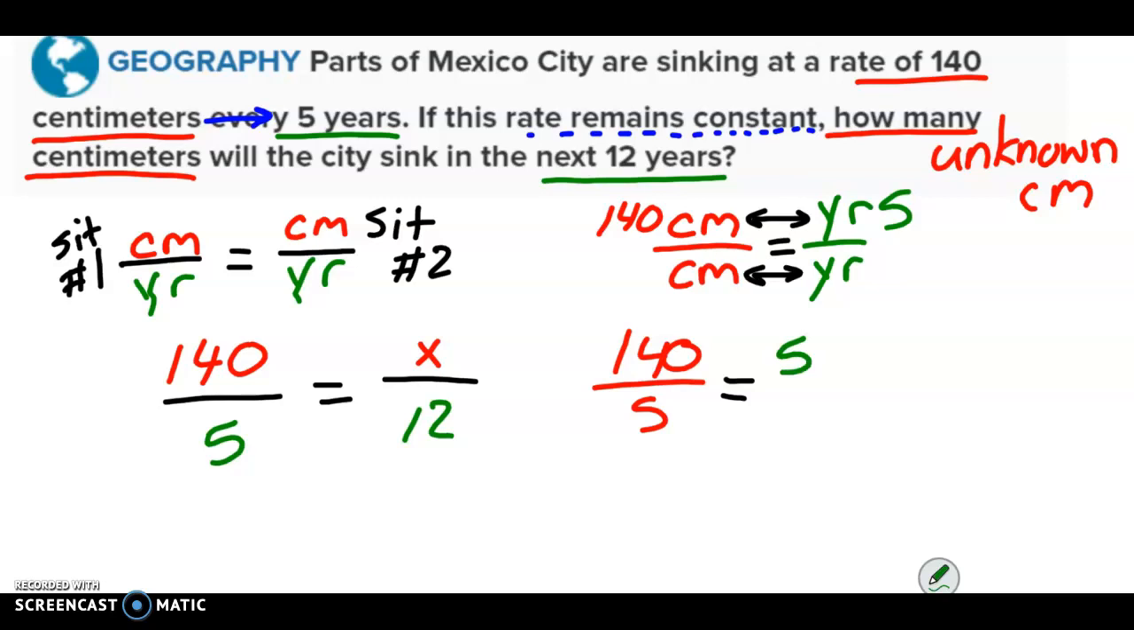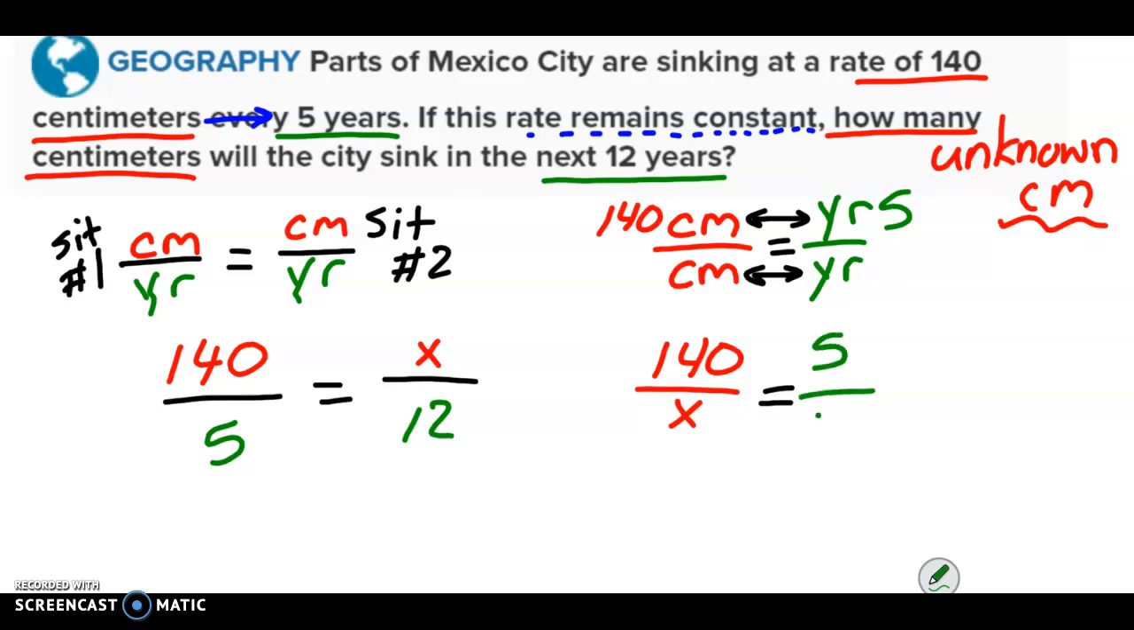Oops, I'm sorry. I already wrote that one wrong. Mistake, not 140 over 5. It's 140 over our unknown. That was my fault. It's 140 over the unknown. That is the number of centimeters that we don't know. Equal to 5 years has to go on top because it's paired with 140 over 12 years.